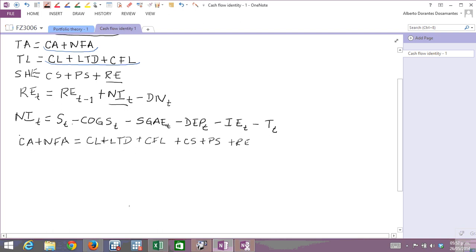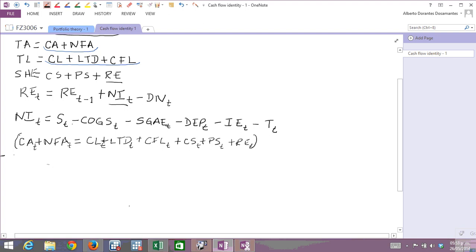Okay, and what happens if this is an identity? This is true. Total asset equals total liabilities plus shareholder equity. What happens if, applying just simple algebra, I just subtract? This is time t. I forgot to indicate that every term always refers to a specific period. It can be a quarter or a year.